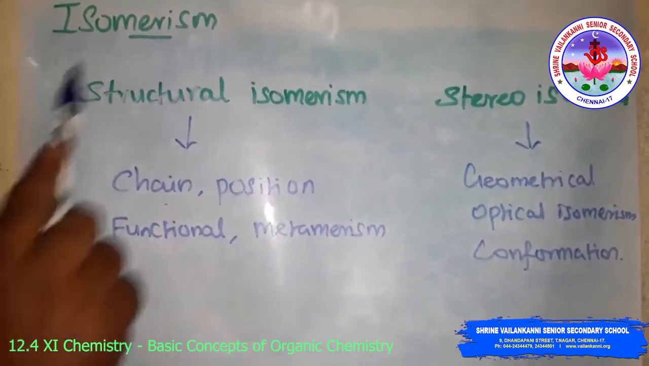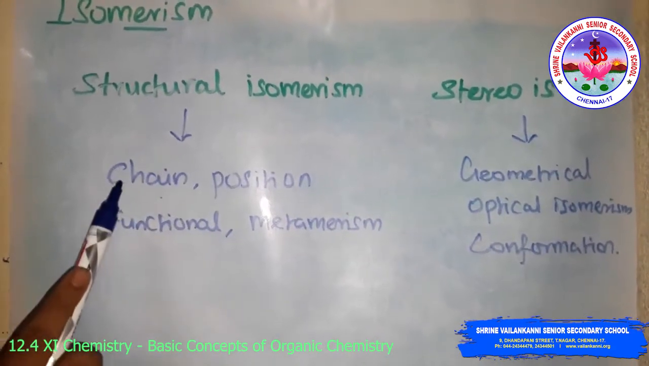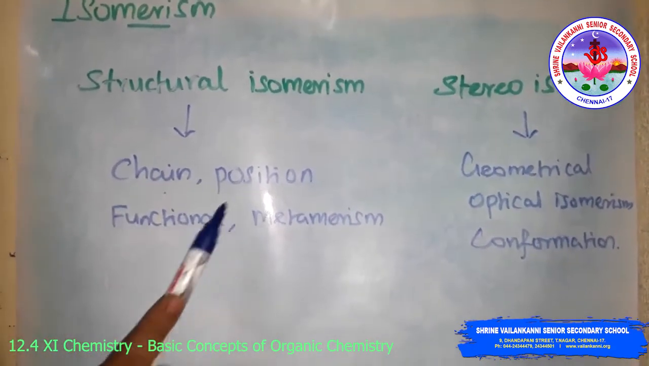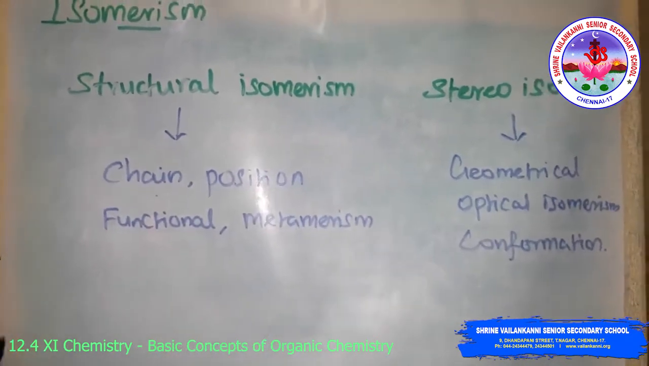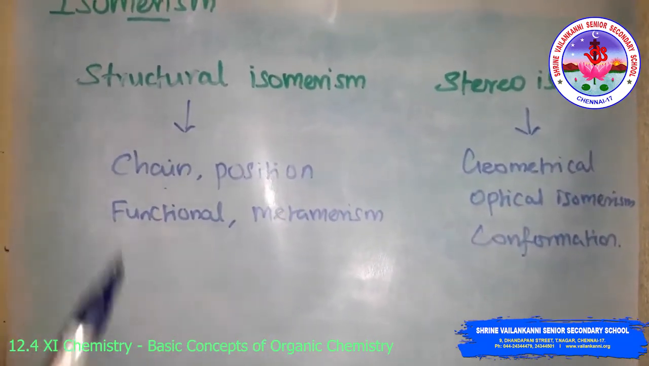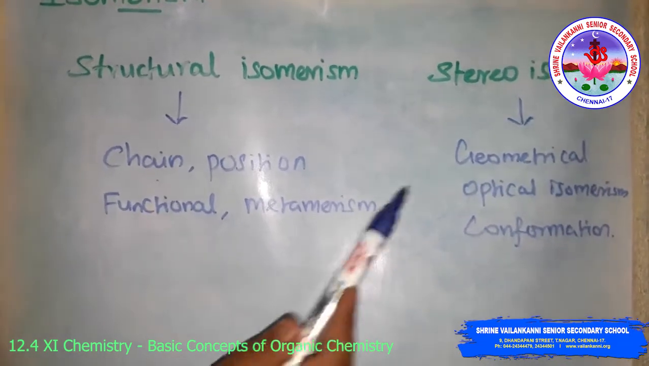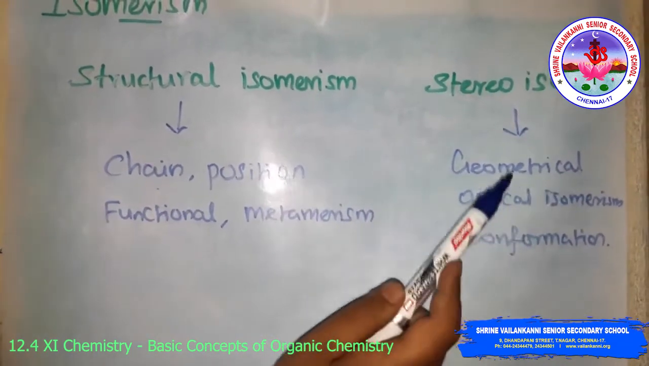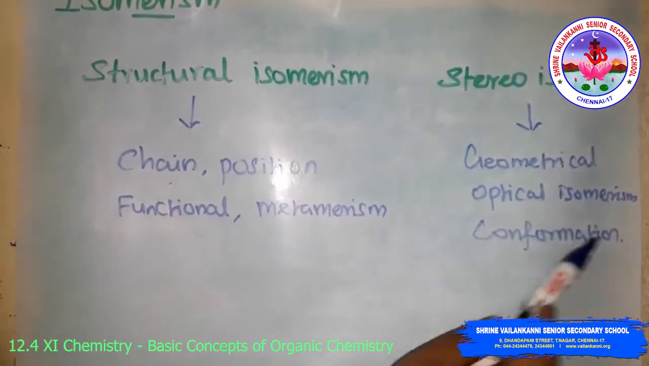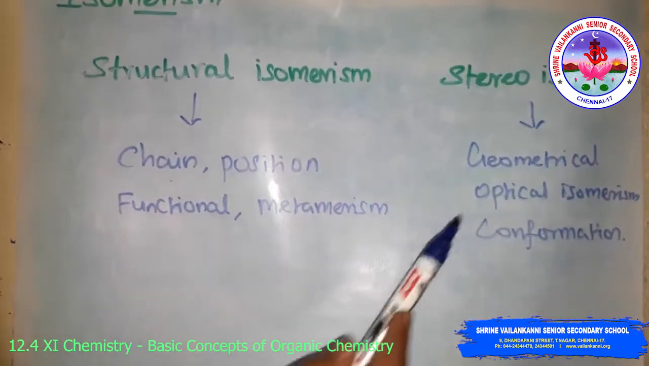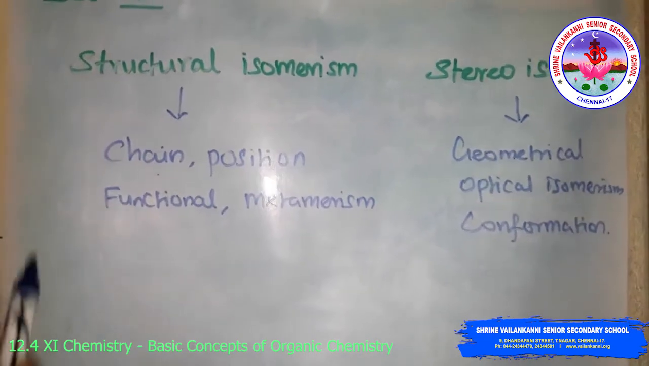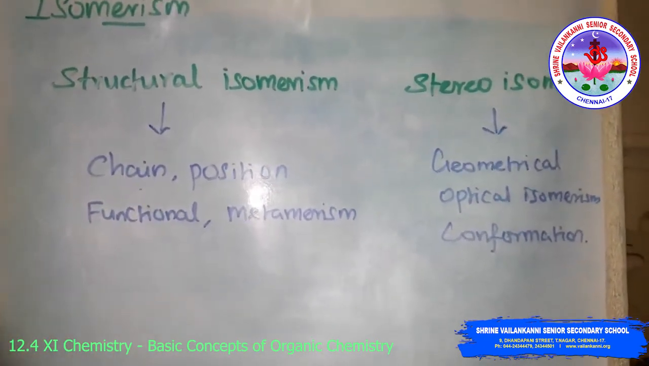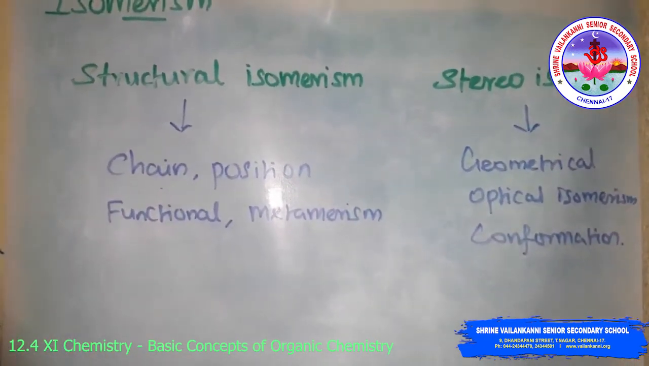Structural isomerism is further classified into chain isomerism, position isomerism, functional group isomerism, metamerism, and tautomerism. So this is the classification. Stereoisomerism has geometrical, optical, and conformational types. The conformation we will discuss later. First we will see what structural isomerism is. The first one is chain isomerism.